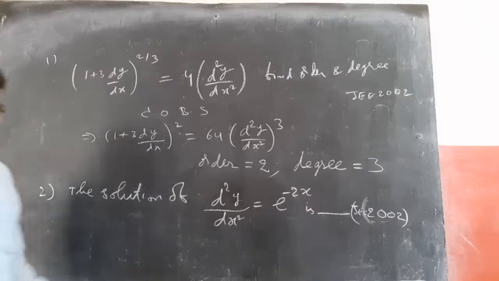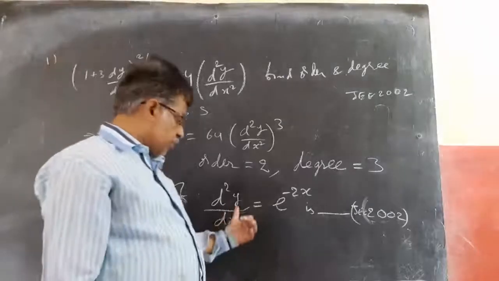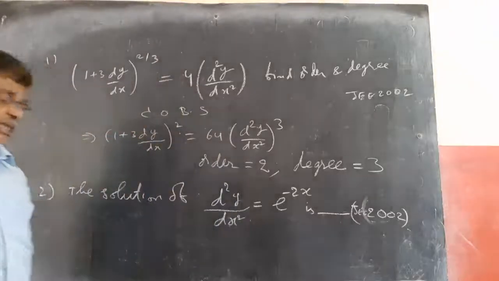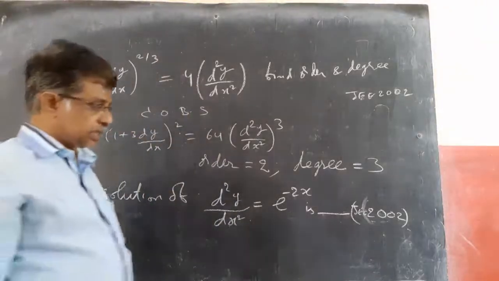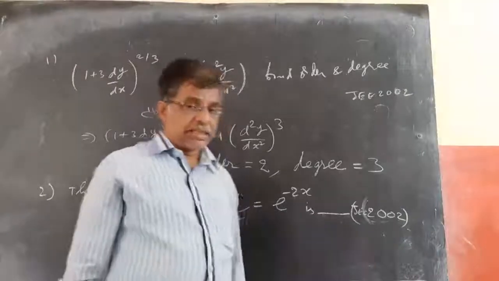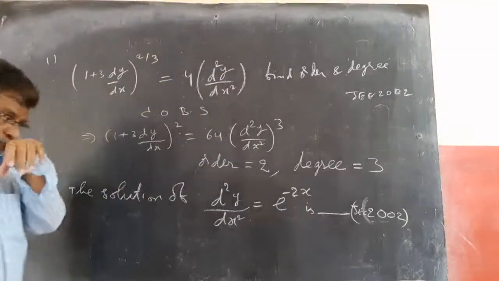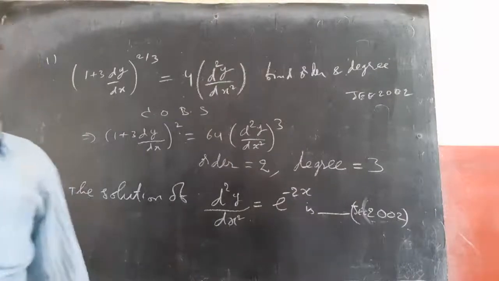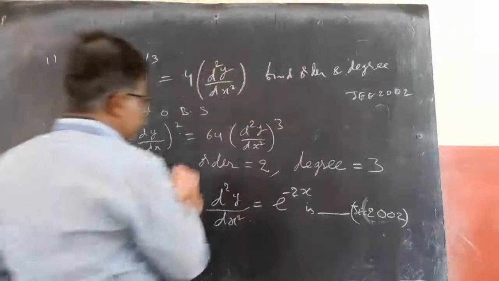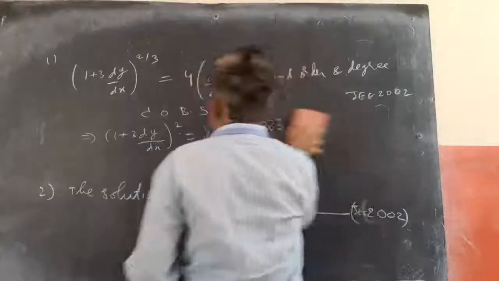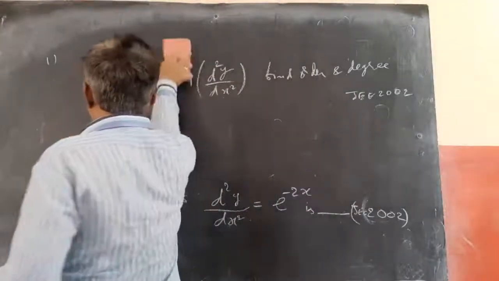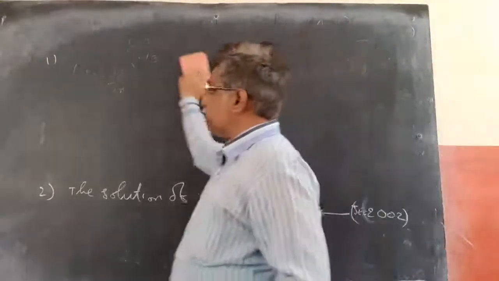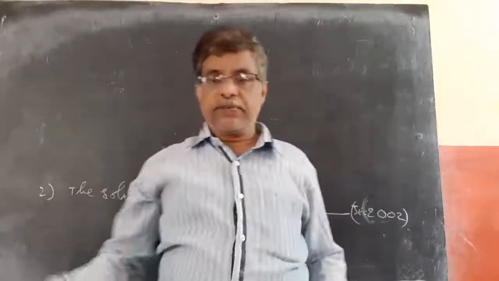Now, the second sum: d²y/dx² = e^(-2x), then find the solution is asking. Solution of this equation is dash. Then it is given 4 options. We need to give the correct option. How to find the solution of this equation? To find the solution of this equation, what to do? We need to do the integration. If it is a linear equation, homogeneous, depending on the conditions, we need to solve the differential equation.